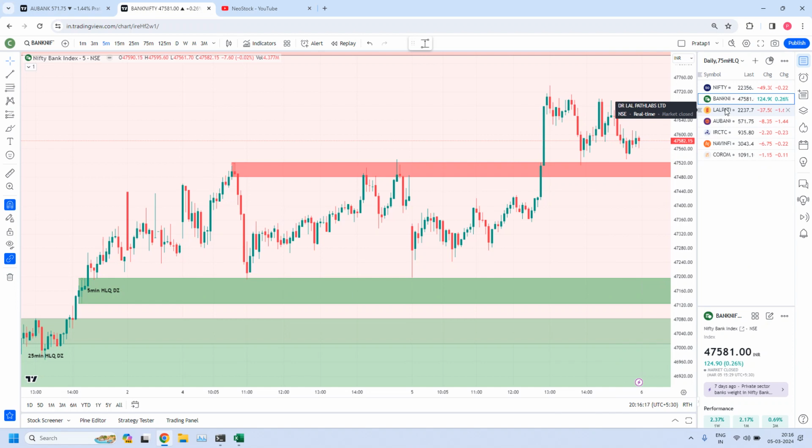Actually, strictly speaking, 4 trades are executed and 2 are valid, and the third one is executed during the last 30 minutes of closing session. So mostly we don't take intraday trade. And the fourth one is already executed, already tested zone. That is the reason why we didn't plan trade in that. So let's discuss these trades.